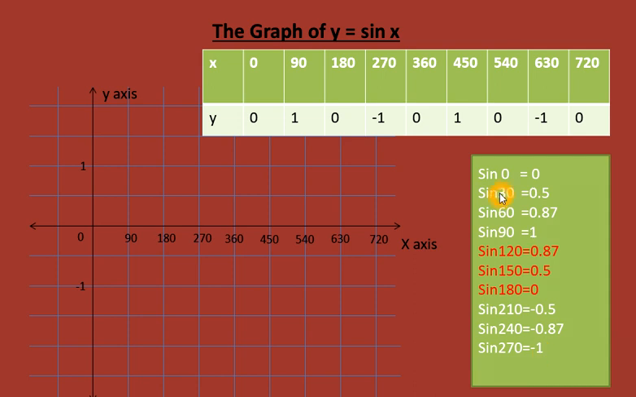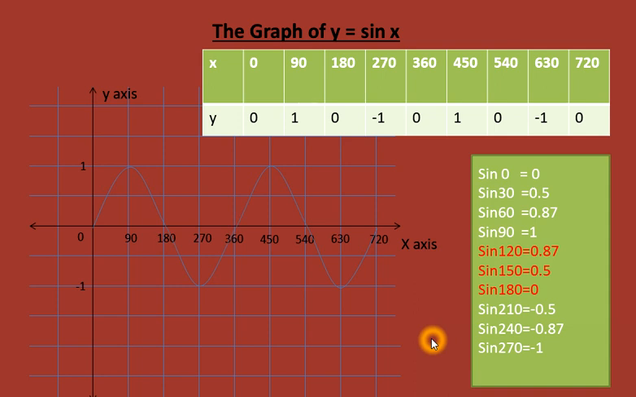That means from 0 to 90 the values increase from 0 to 1. From 90 to 180 the sin values decrease from 1 to 0. Then from 180 to 270 the value decreases again to negative 1. That means in the sin case the maximum value is 1 and the minimum value is negative 1. Then we can check the graph.